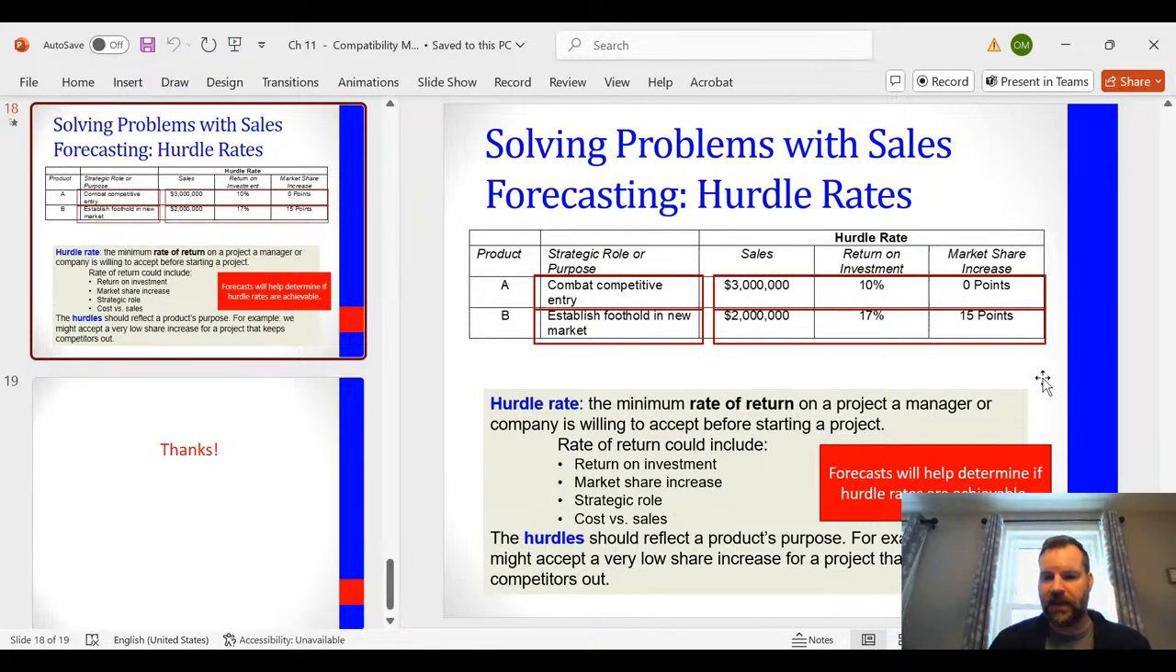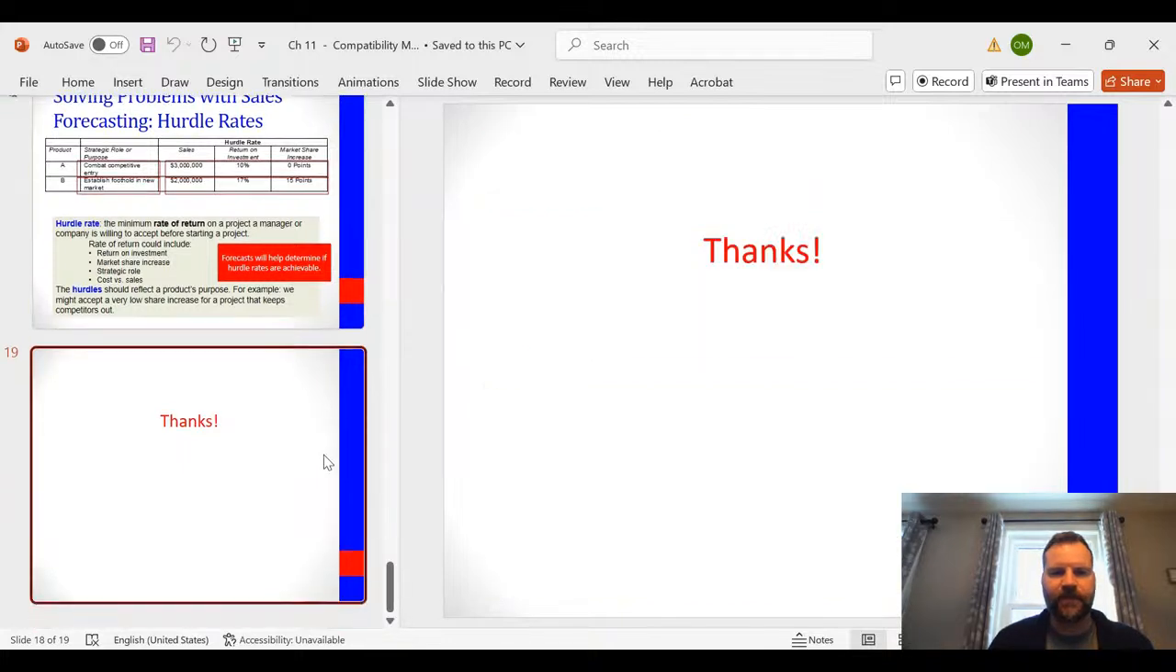For product B, the sales is high because you're trying to get into a new market, but you're hoping to get more market share. So the market share ends up being the hurdle rate. So you're picking one of these metrics to say, this is what we need to achieve in order to say that it's worthwhile to go forward with this product. So giving some financial aspects to the new product development side.